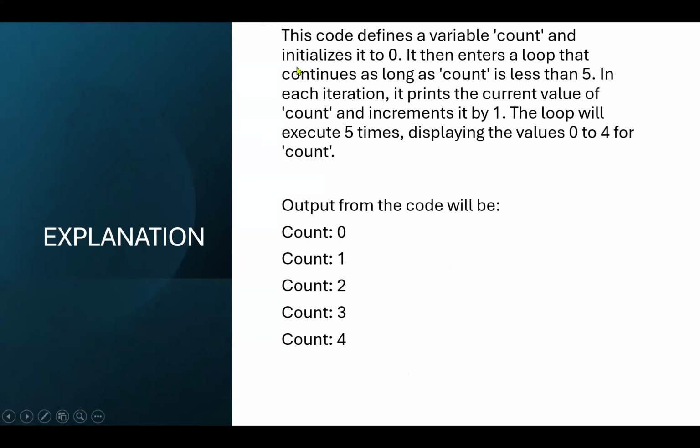So, an explanation of that code: this code defines the variable count and initializes it to 0. That means it starts from 0. It then enters a loop that continues as long as count is less than 5. In each iteration, it prints the current value of count and increments it by 1. The loop will execute 5 times, displaying the values from 0 to 4, as you can see from the output here. This is the first one, the second one, the third one, the fourth one, and the fifth one, because it's executed 5 times.